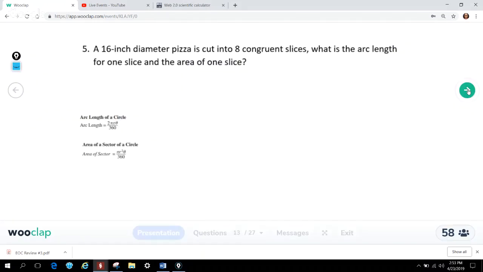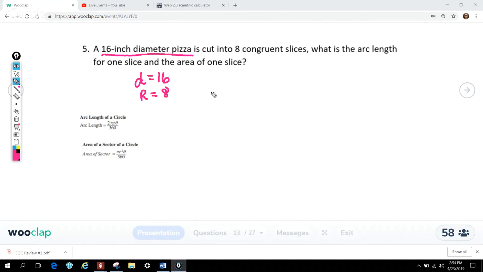Okay, so let's talk about arc length and area of a sector. That's the next thing on the formula sheet. Everyone look at your formula sheet and find arc length and area of a sector. In this case, they tell us you have a 16-inch diameter pizza. So if our diameter is 16, what is our radius going to be? Why is our radius 8? Half the diameter is the radius. Then it tells us that the pizza is cut into 8 congruent slices.